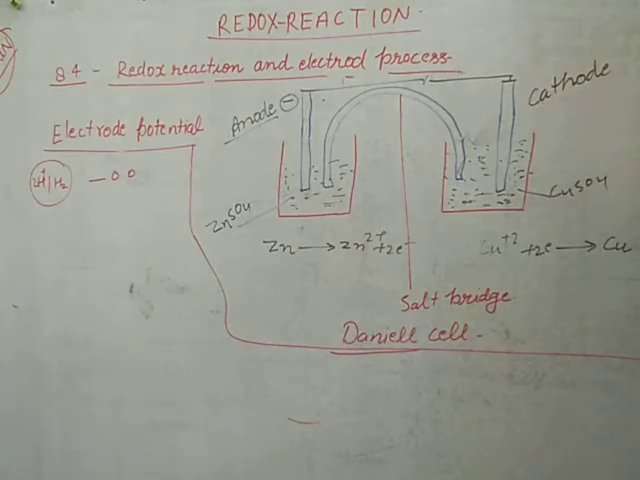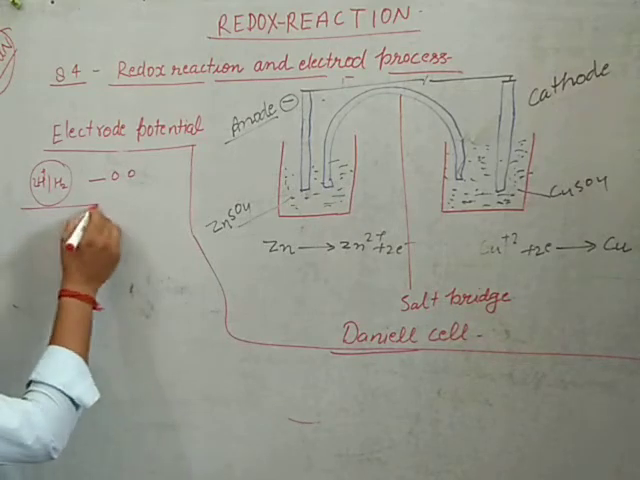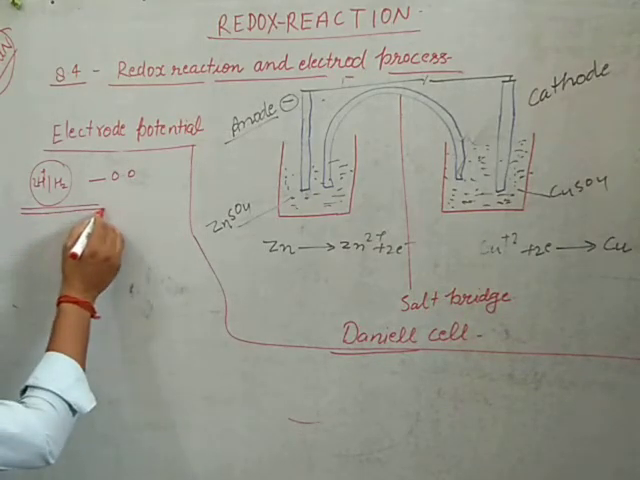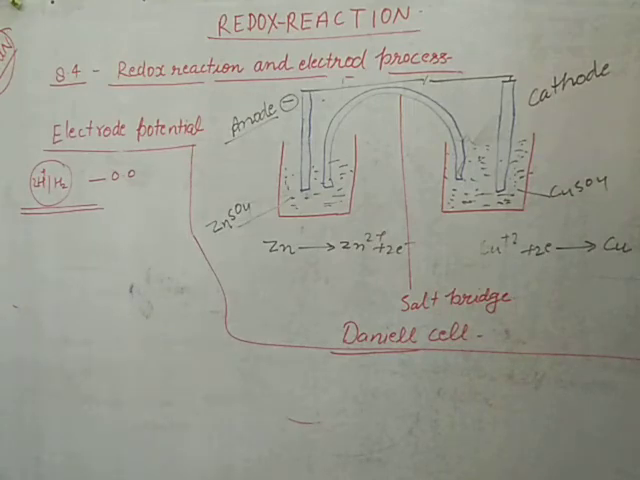If the standard electrode potential is negative, that is a stronger reducing agent than hydrogen. Means if the standard electrode potential is negative for any given substance, it is a stronger reducing agent. Reducing agent means that it will be easily oxidized.